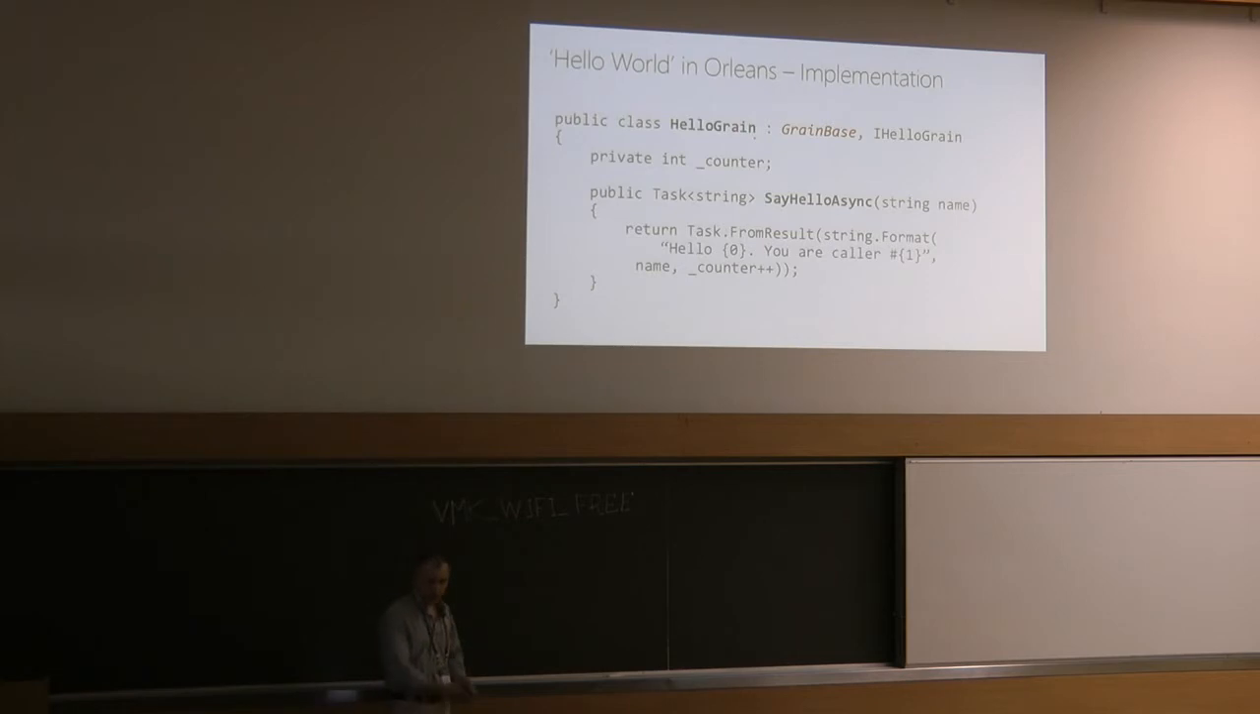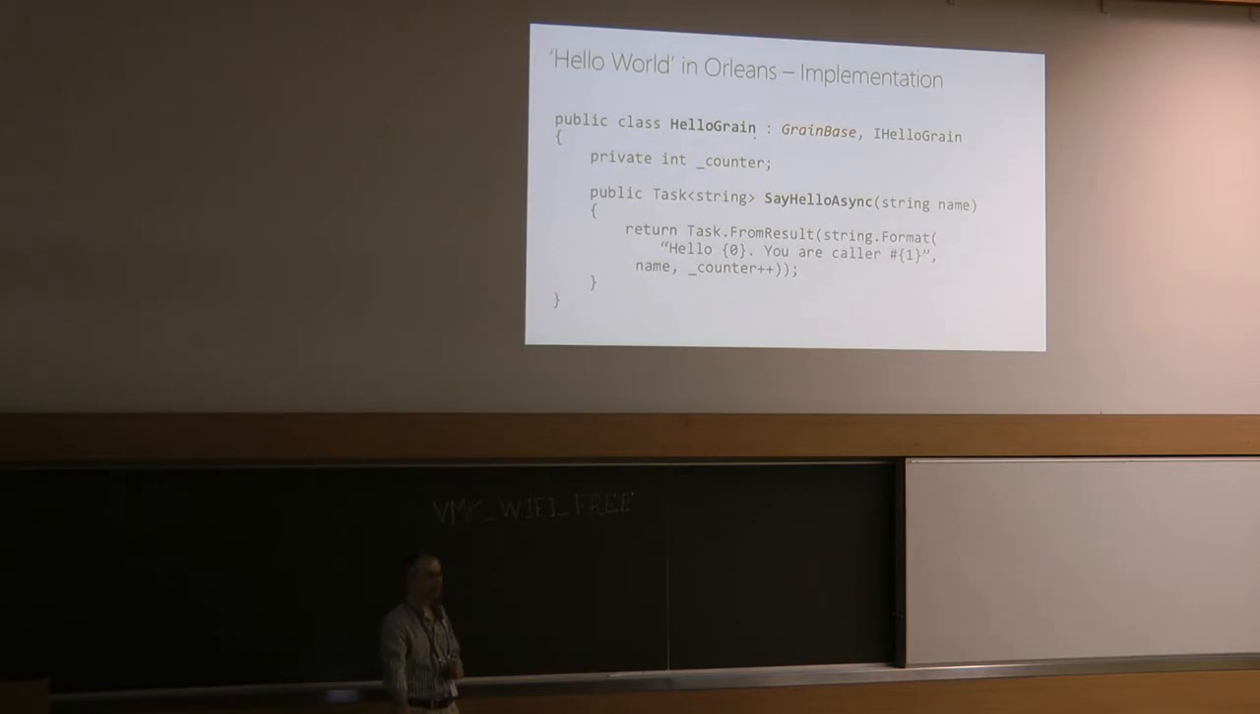So when you define a class that implements grain, you need to do 2 things. You extend the grain base class that we provide. I'm renaming it right now to just grain. So that indicates that this is a grain class. And then you implement one or more grain interfaces, in this case, the interface we just defined on the previous slide.